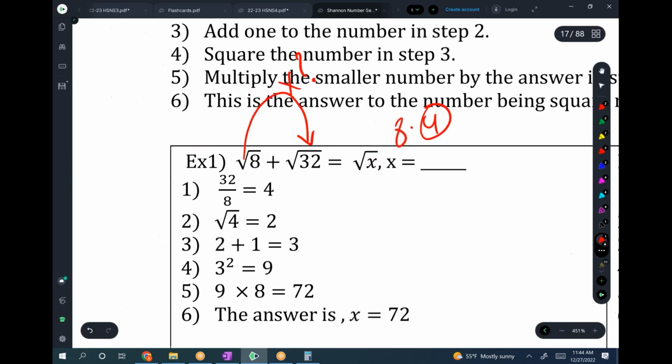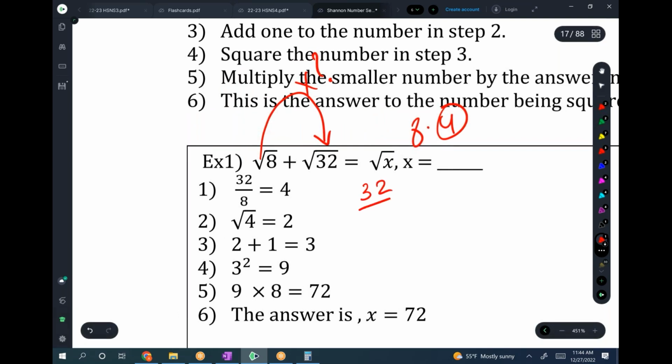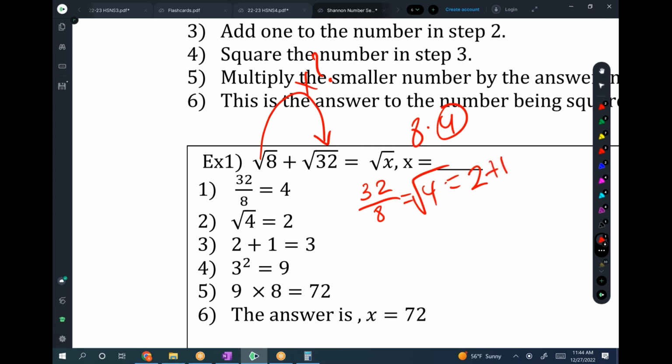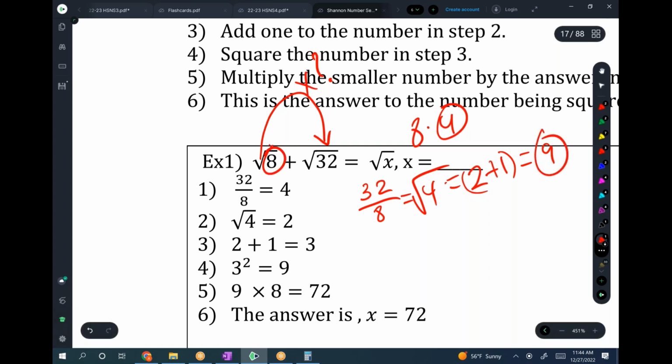Okay, so here's what you do. You're first going to take the 32 and divide it by the 8. You're going to get 4. You're going to square root that, and that's going to be 2. Now this is where it gets tricky. You're going to add 1 to it and square it again. So 2 plus 1 is 3, squared is 9, okay? 9 gets multiplied by the original number. And this is a hard trick, okay? But it's way easier than trying to actually do the algebra to simplify it.